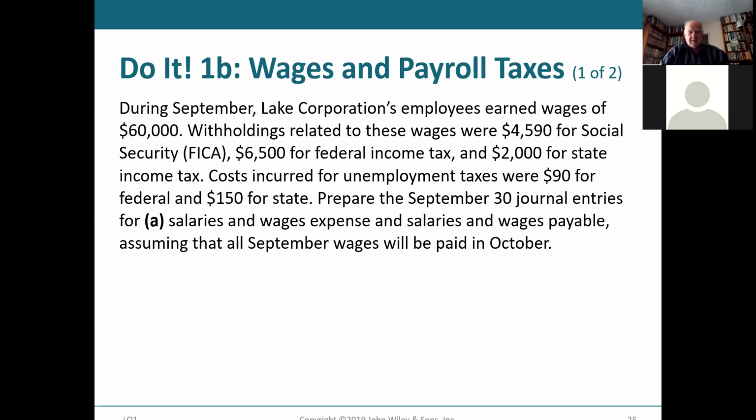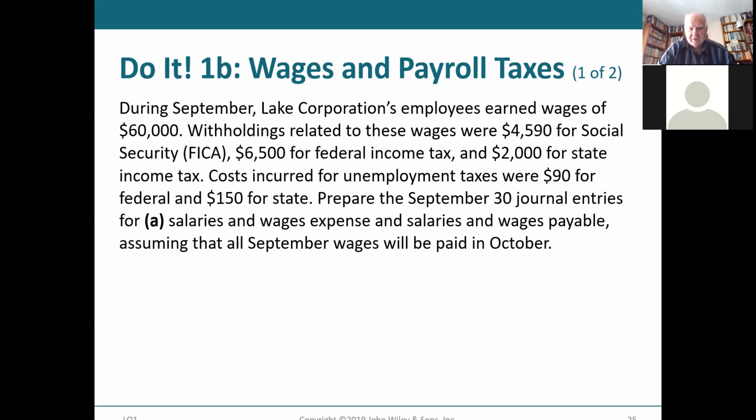Let's see what we have here. Lake Corporation's employees earn wages of $60,000. Withholdings were so much for federal income, state. Costs for unemployment taxes were $90 for federal, $150 for state. So those costs, the $90 and the $150, that's going to be the employer's responsibility.